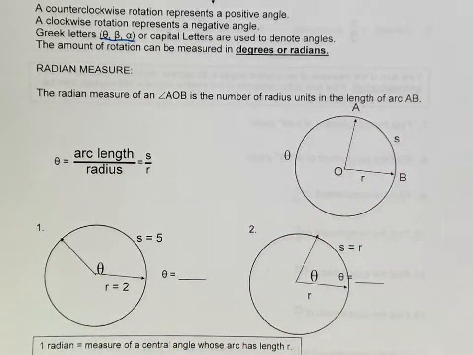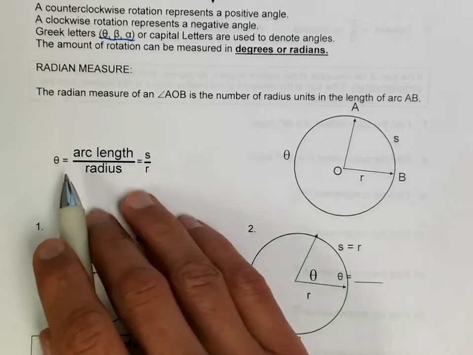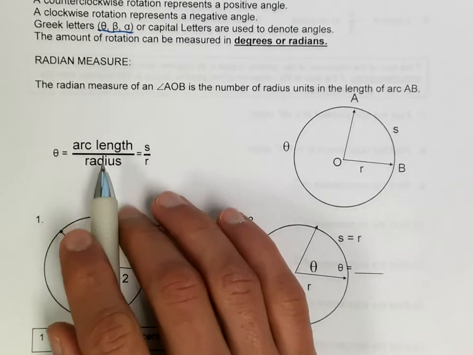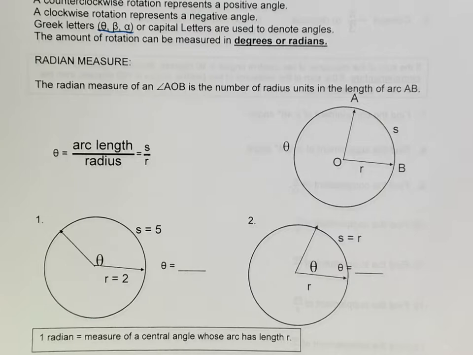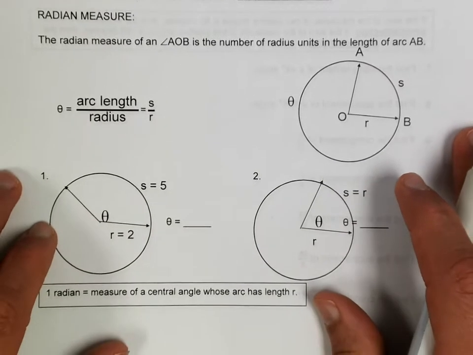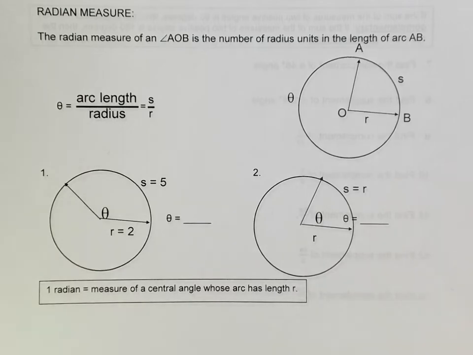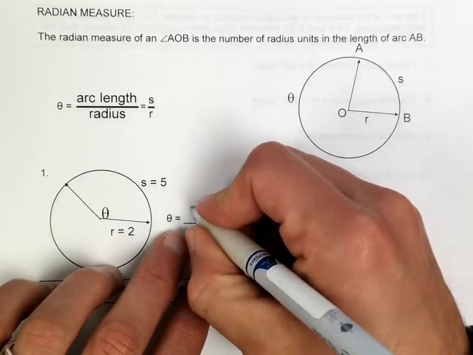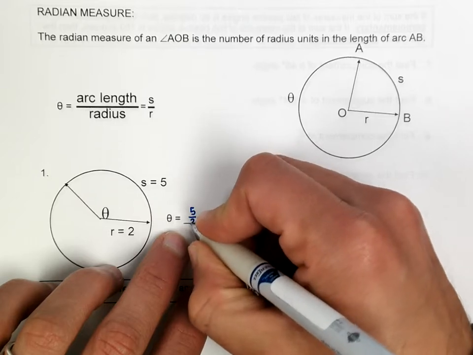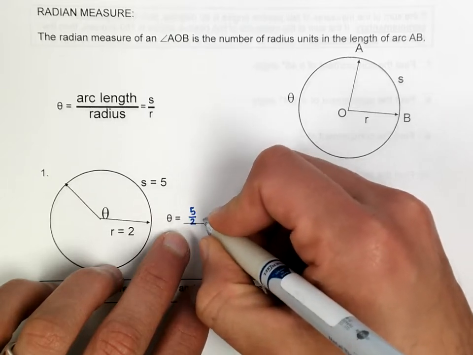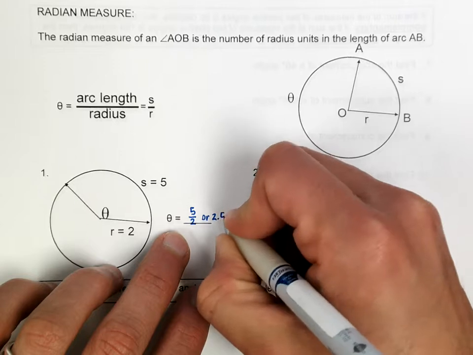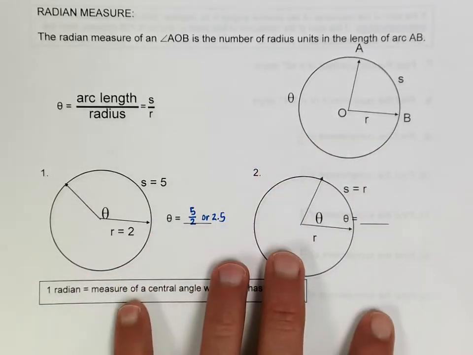Now, the angle can be found by dividing the arc length by the radius. Again, arc length by radius. So, for example, if I ask you what is the measurement of that angle, all you would do is divide. Remember, this would be the arc length divided by the radius. So 5/2 or 2.5. That would be the angle on that one.